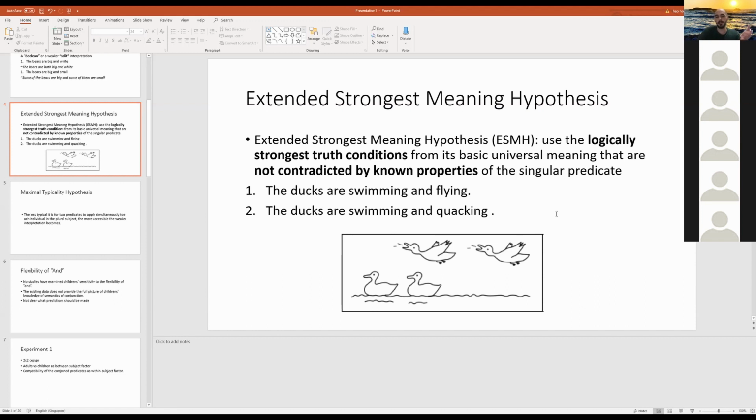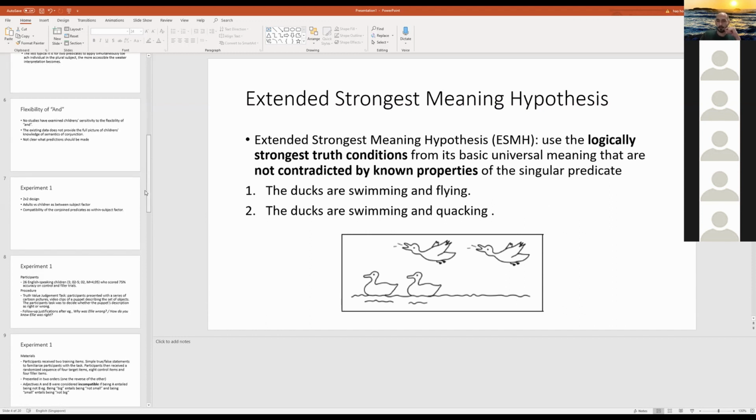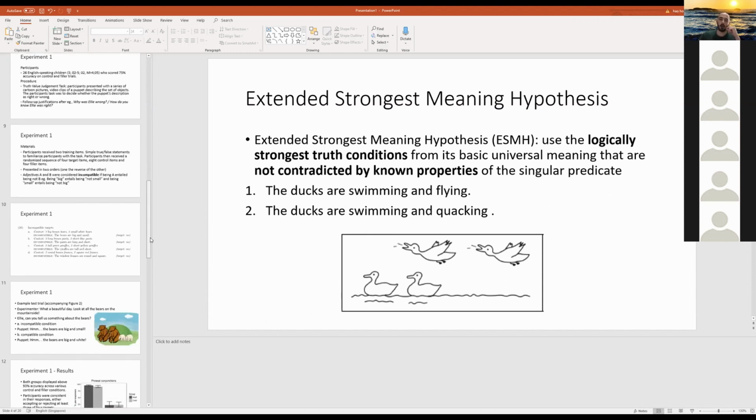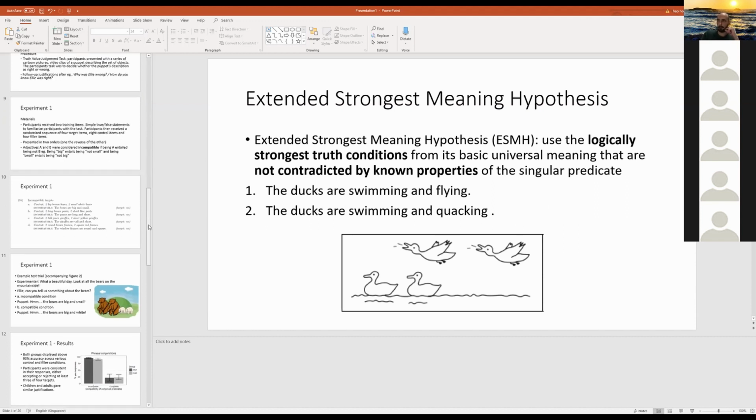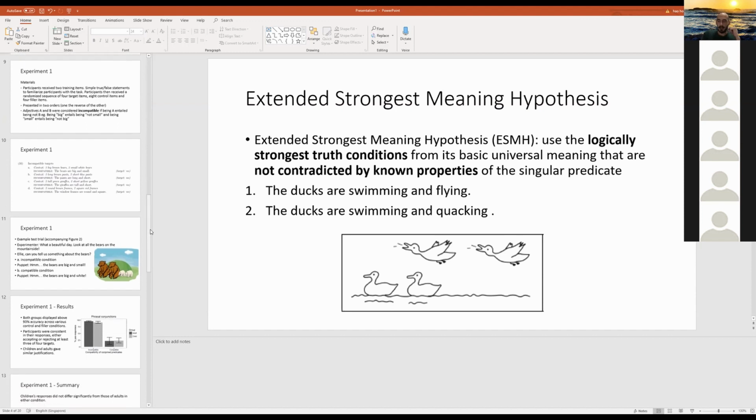And it's interesting to see also that the data that you showed are also speaking against the strongest meaning hypothesis, because in fact children are able to adopt this cumulative reading of conjunction, right? Yeah. So yeah. Cool. Thanks so much.